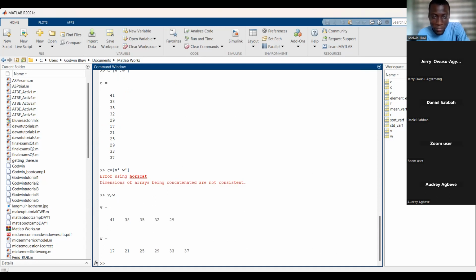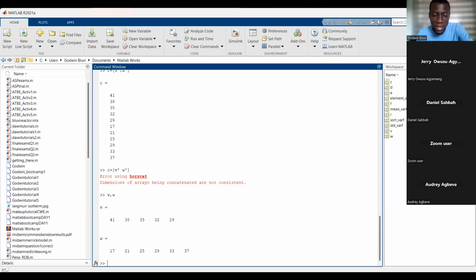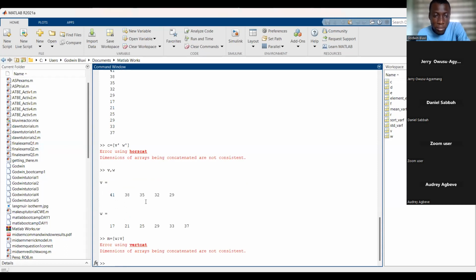That's fine. Next one. So now create a matrix M. Creating the matrix M, we will do the first row, W, then semicolon, V. I'm just telling MATLAB to move the V to the next row. So then the matrix M will be W, V. Wait. These ones are not consistent, so I need to add one. The only way we can create a matrix is when they are consistent. If we have the same number of terms for a row and the same number of terms for another row, then it can work out.